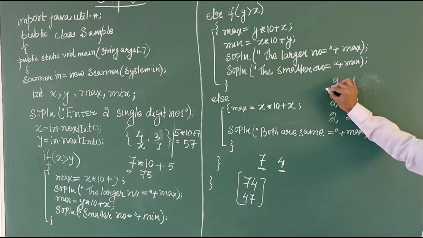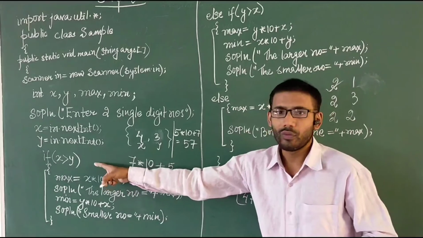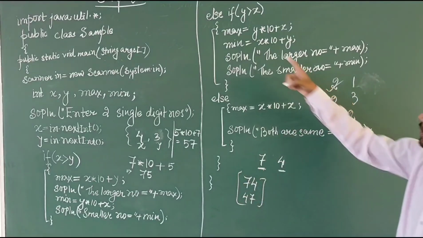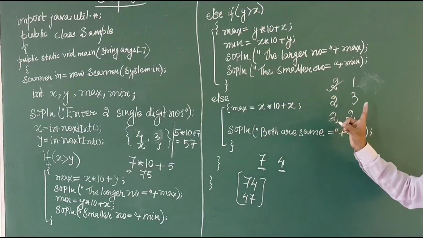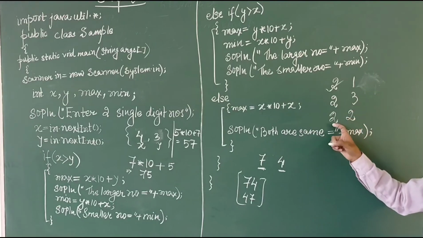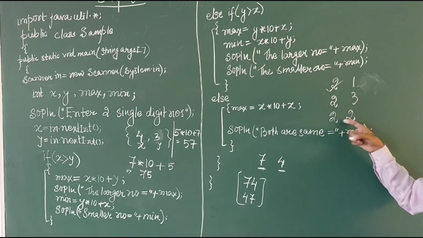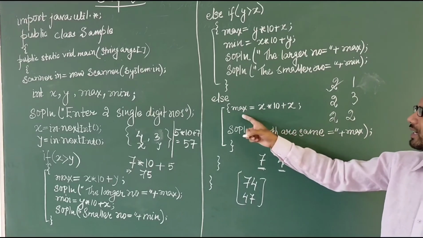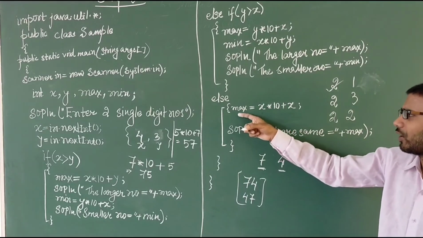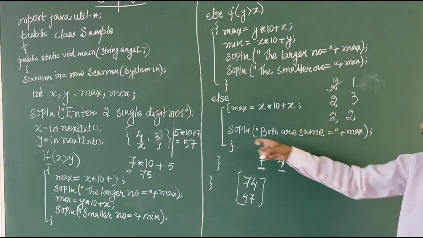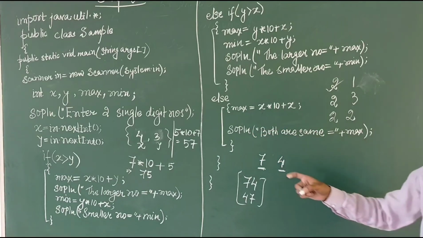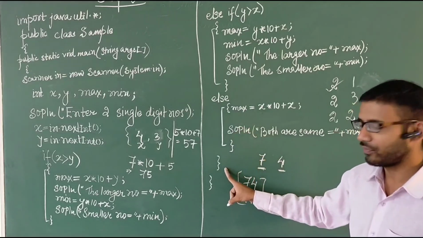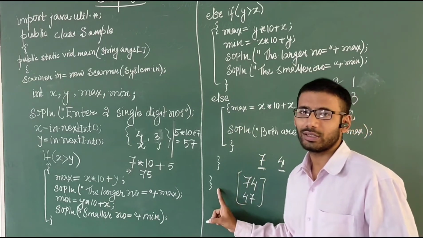Clear? So the first case was this one, where x was larger than y. Second case over here, where x is smaller than y. And the last case, the leftover case, is both are the same. So for this, max is equal to this, or min, you can take any of the variables. Max is equal to this and System.out both are the same. End of else, after this end of main function, after this end of the class.